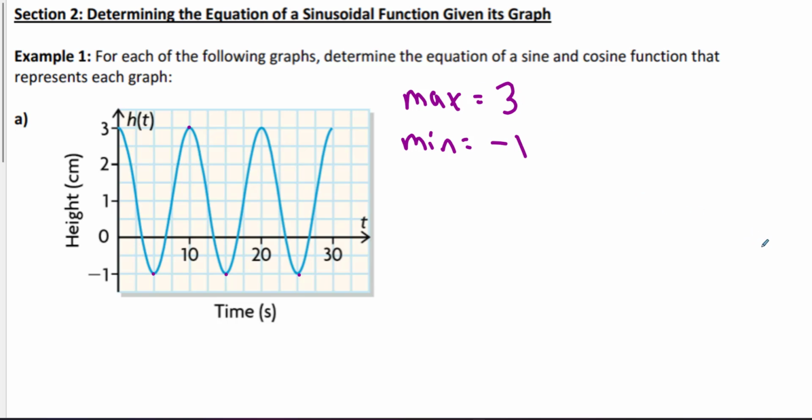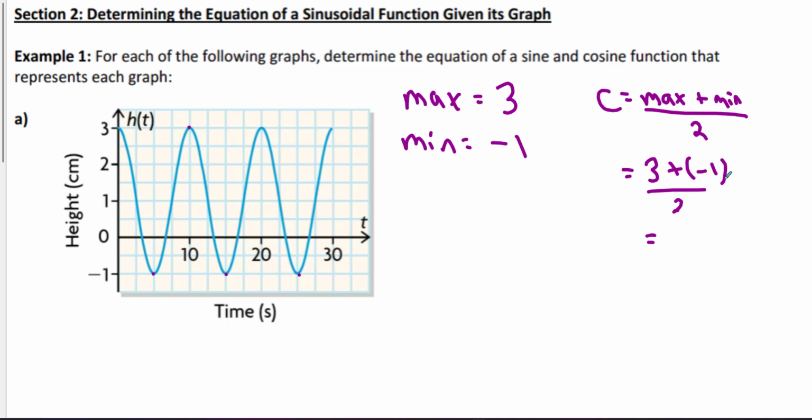All right, we got our max, we got our min. Now we figure out our C value and our A value. Here's the new equation: C value is max plus min divided by 2. Very simple. My maximum value is 3, my minimum value is -1. I add them together and divide by 2. 3 minus 1 is 2, 2 over 2 is 1. My C value is 1.